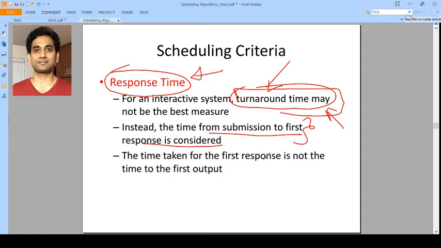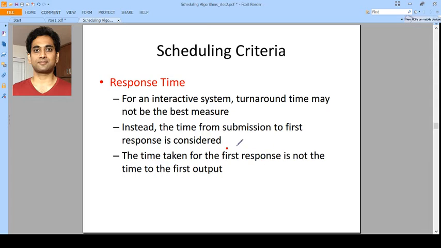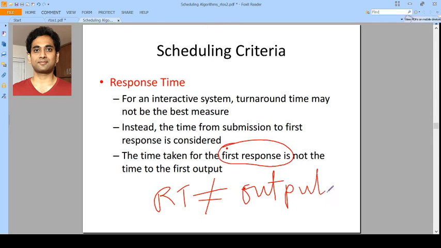The time taken for the first response is not the time to the first output. This is something we have to pay close attention to. First response time, or response time, is not the same as time to completion or time to output. It is just the time an operating system takes even before it can respond first to a given task.